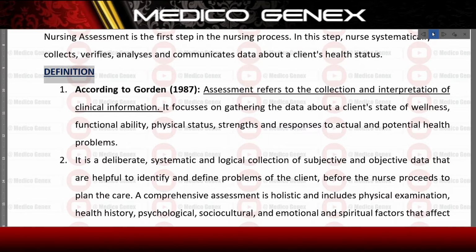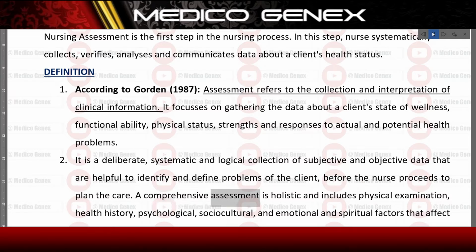Definition. According to Gordon, 1987, assessment refers to the collection and interpretation of clinical information. It focuses on gathering the data about a client's state of wellness, functional ability, physical status, strengths, and responses to actual and potential health problems. It is a deliberate, systematic, and logical collection of subjective and objective data that are helpful to identify and define problems of the client, before the nurse proceeds to plan the care.